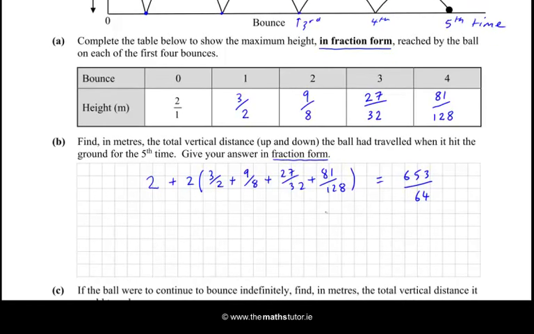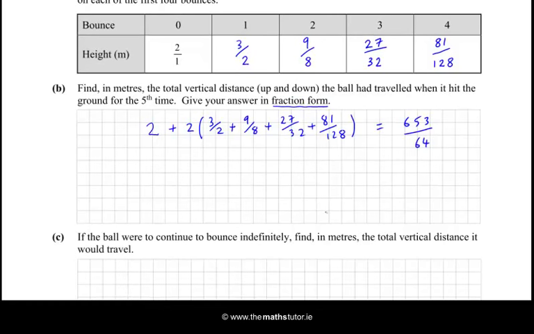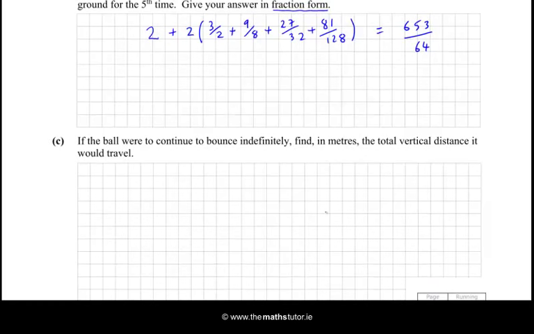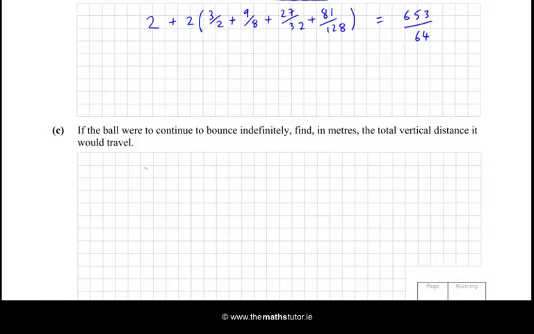Okay, and the last question. If the ball were to continue to bounce indefinitely, find in meters the total vertical distance it would travel. Okay, so what's happening then is the total vertical distance it would travel, it would start by going the 2 meters, and then it goes twice all the other ones. So it's 3/2 plus 9/8 plus 27/32 plus and so on forever. It'll never really stop because it never goes to zero. It always goes to 3/4 of the previous height.